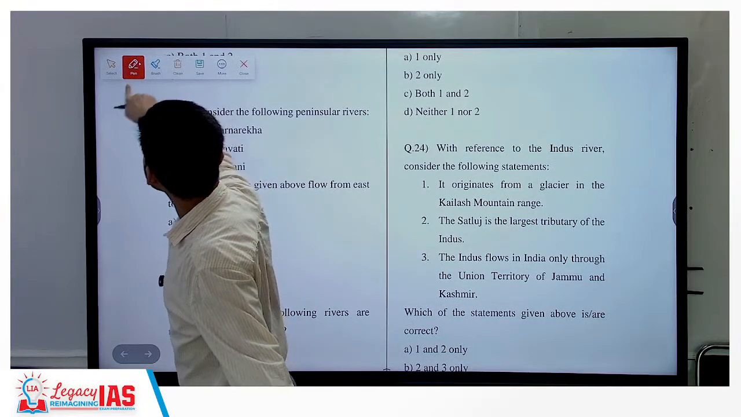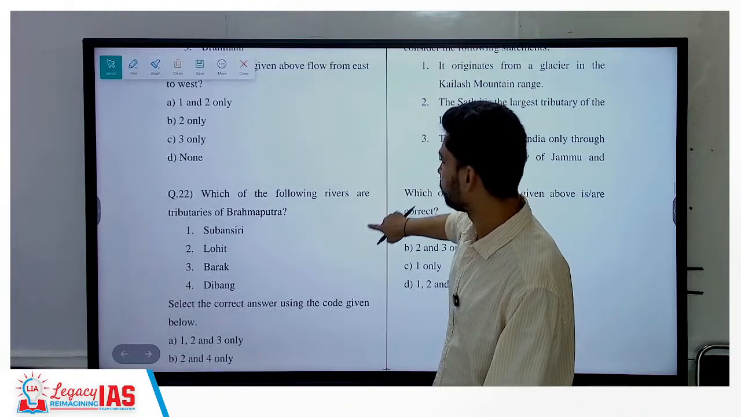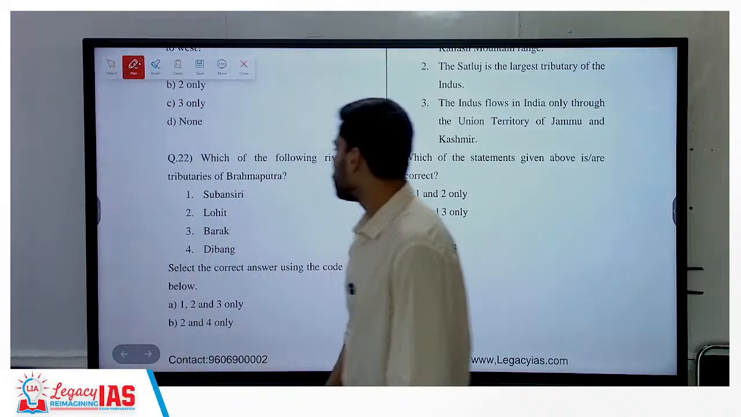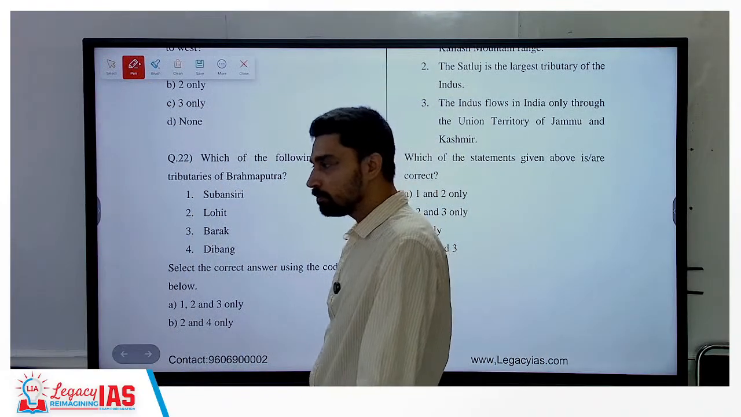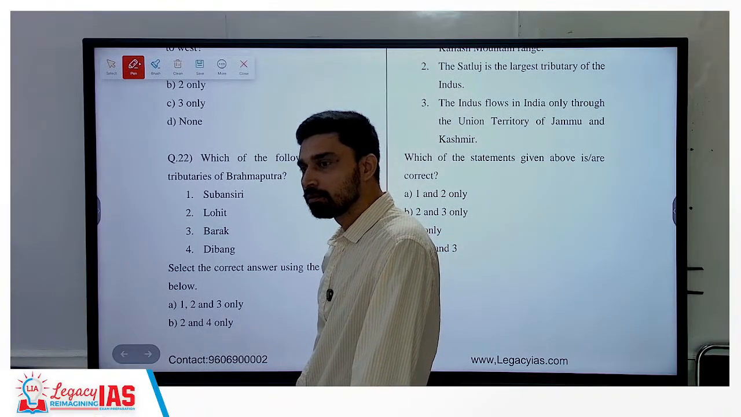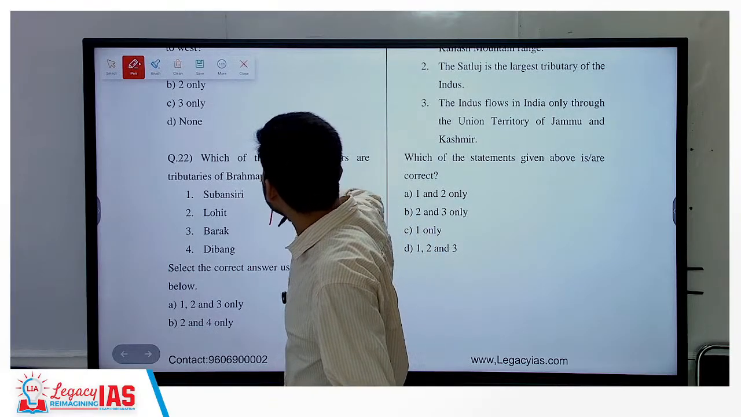Which region? Karnataka. Which place of Karnataka? Shimoga. Right, Shimoga. Okay, and then near which place it drains out in the Arabian Sea? Honnavar. Okay, near Honnavar it drains out in the Arabian Sea.